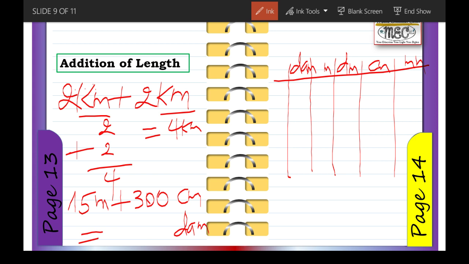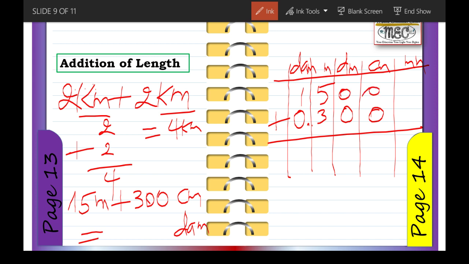And then you have 15 meters plus 300 centimeters. You must convert this into the asked unit. And then here it is possible that you add zeros because the zeros are meaningless there. And then you add 0, 0, 8, 1.